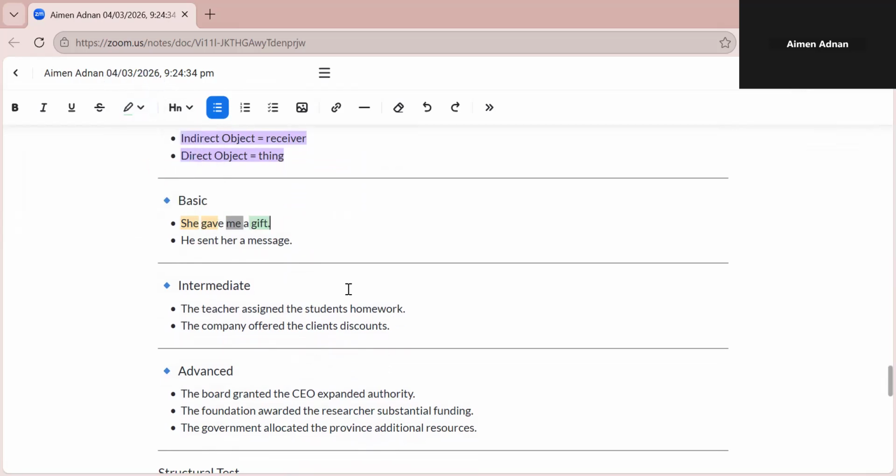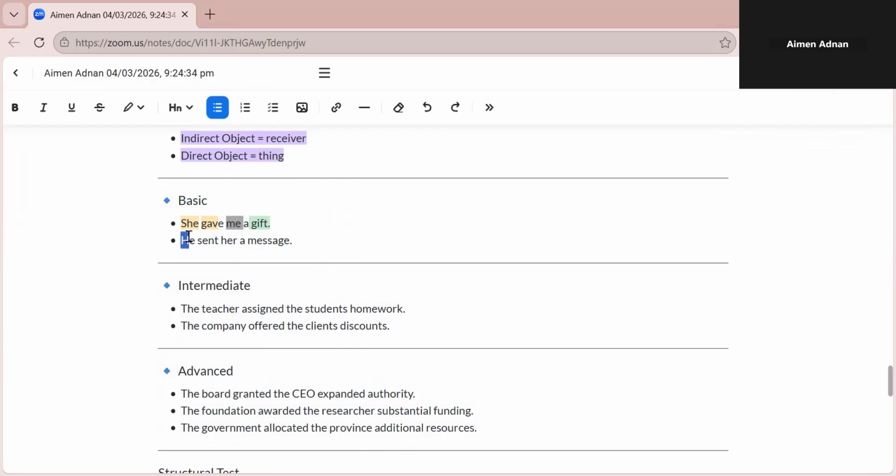Now how is that? She gave me a gift. The process of giving the gift is done on whom? Who is the receiver of the action? Me. Yes, and that is why that is the indirect object. And what is the thing that is given to me? The gift. Yes, and that is why gift is the direct object.